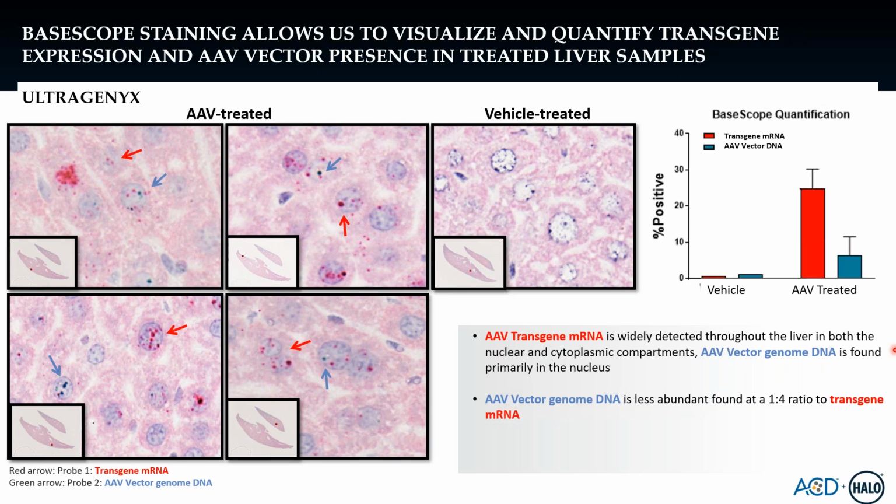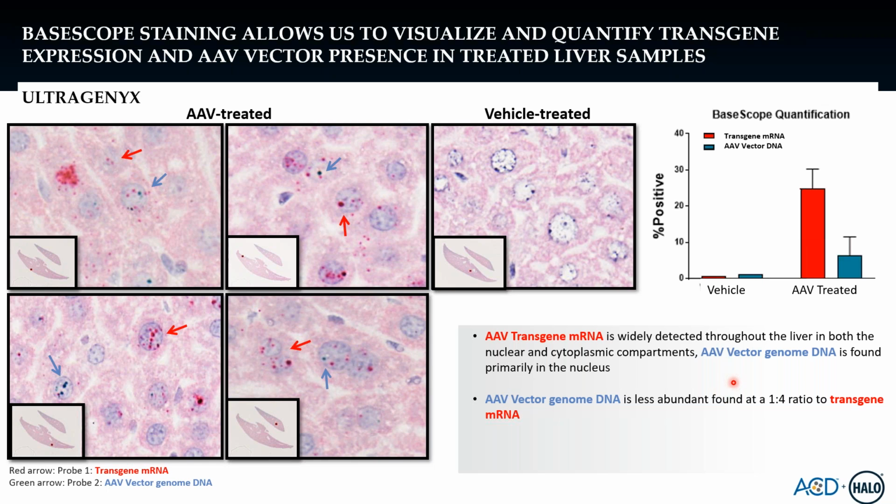And in this particular example, we did a study for Ultragenyx, where they're developing an AAV-based gene therapy. And here, without disclosing the target, we have shown that our BaseScope assay duplex was used to visualize the target transcript, that is the transgene, and the AAV vector DNA in these transduced cells. And we compared that to a vehicle-treated sample. So what you can see here is cells that were transduced by this AAV vector and transgene. And using the BaseScope assay, you can detect both the transgene and the vector.